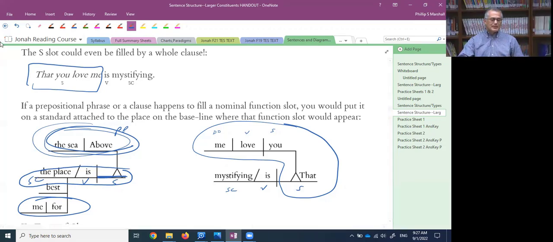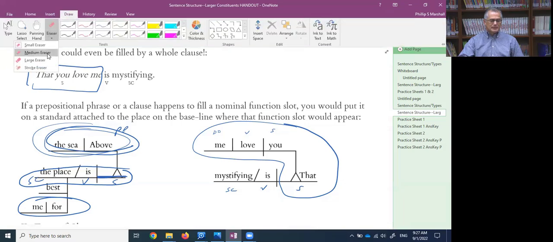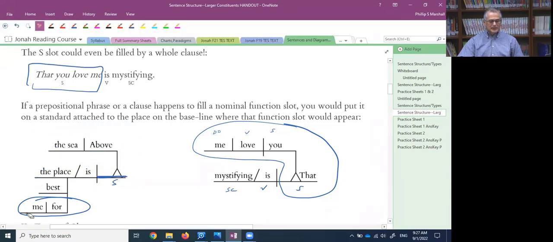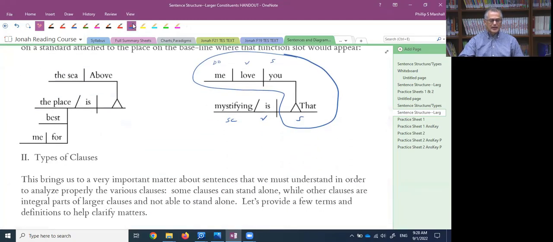Okay, yeah, that's a good question. So I'm glad you clarified that. Let me get rid of all the markings here. So just so that everybody else is clear, like I wasn't just a second ago, the question is why "for me" here under "place" and not under "is," right?